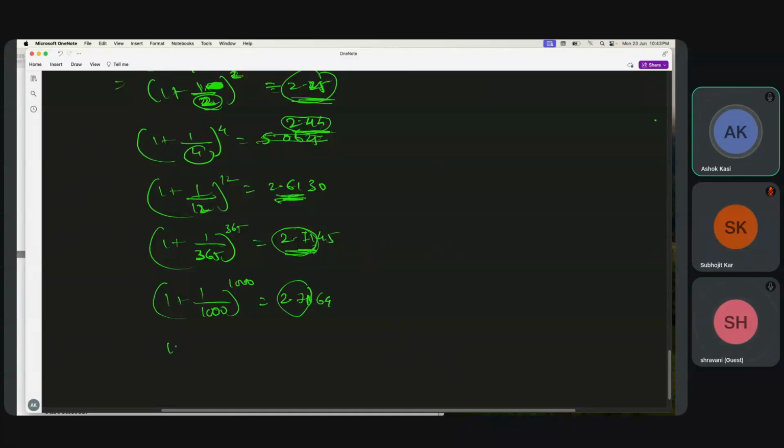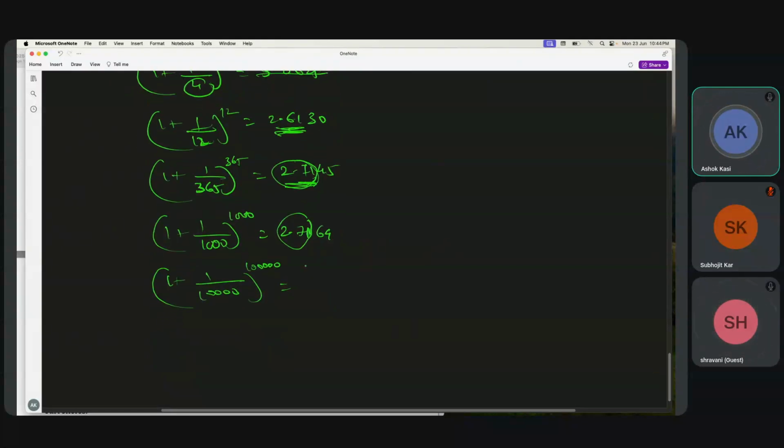2.71, 2.71. Let's say if 10,000 is the frequency, 10,000 times compounding is happening, then what is the output? It's 2.718. So again, 2.71 only. It is not going beyond 2.71. So what if I go for 1 lakh times?